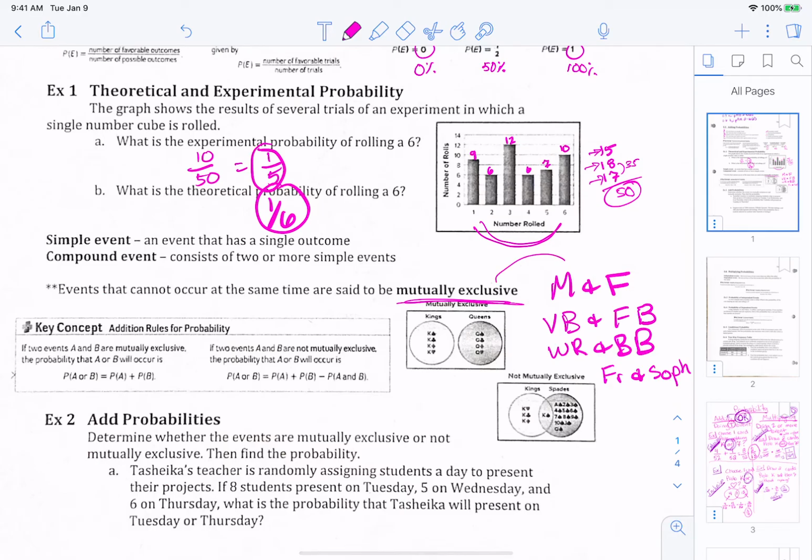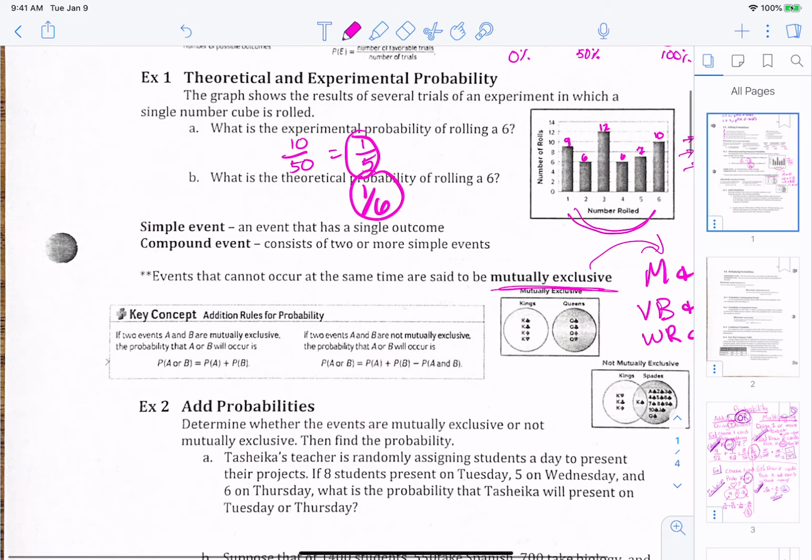Versus inclusive. I'm going to put inclusive over here. What are some things that are inclusive? Two categories at the same time. What's an example of things that are inclusive? Like a person can be in the same category. Yesterday, Jake was in two categories. I don't remember what the two categories were. Boy and a sophomore.